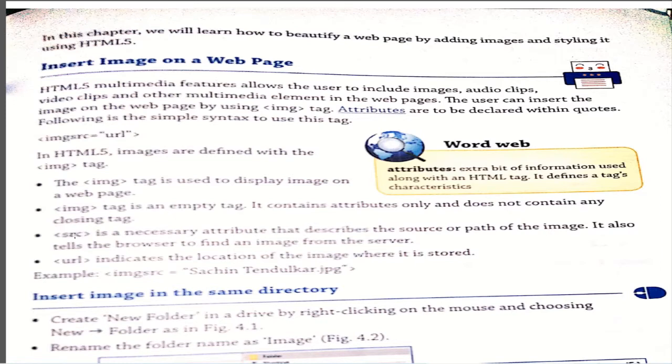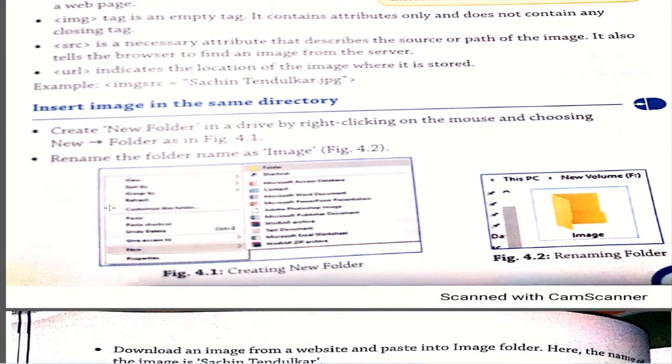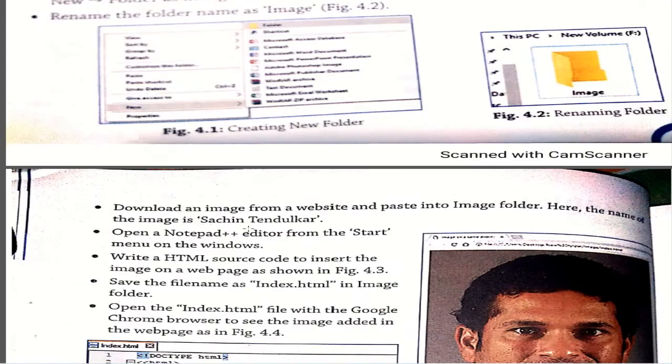The src is a necessary attribute that describes the source or path of the image. It also tells the browser to find an image from the server, and the URL indicates the location where the image is stored. How can you insert an image from the same directory? For that, in the same folder, you should have an image available. After the image is available, you need to open Notepad.